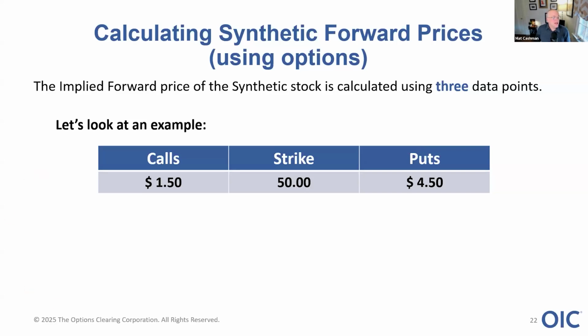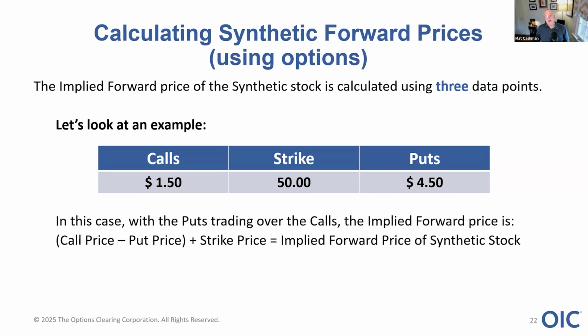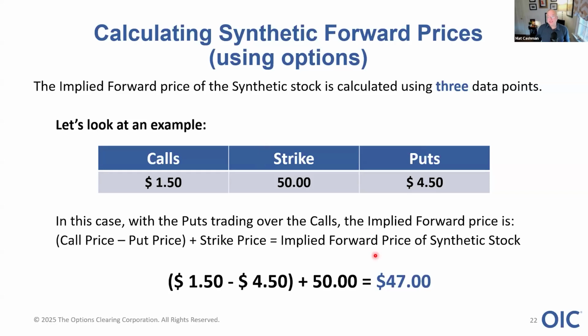But in this case, again, same formula. Call minus put plus strike equals the actual forward price. So in this case, you can see 1/2 minus 4/2 gives you -3. Add 50 to that and you get 47. Why? Because the put is priced higher than the call. And like I said, that implies that the prices of the options are telling you that the actual forward price for however long this option exists right now is priced at 47 instead of 50.